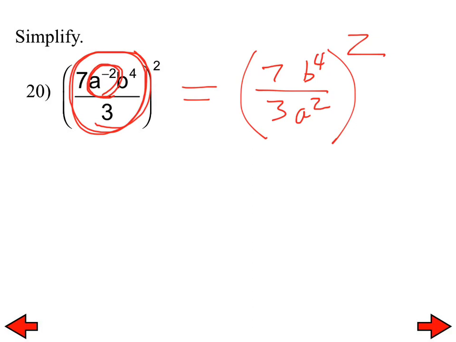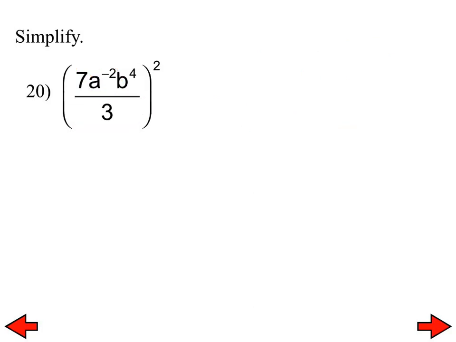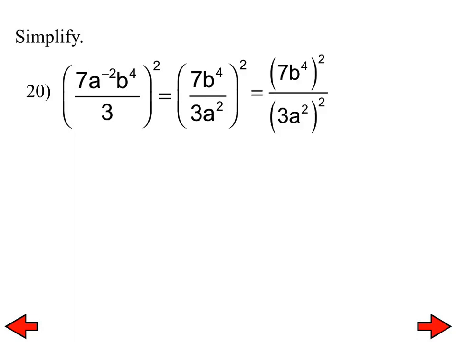And then from there, we just use this power of a quotient property and write it out like this and simplify the numerator and simplify the denominator. All right, so let's end today with you doing both. Number 21 and 22.